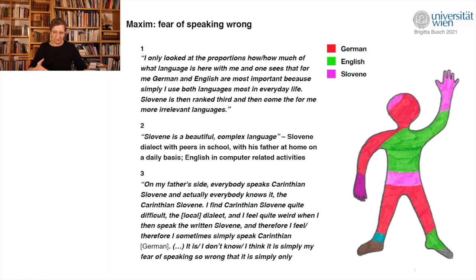In a counter move, Maxim presents himself as a confident user of English, a language which he claims is important for him in all spheres of life, but mainly when it comes to computers. In his language portrait, consequently, Slovene only occupies a smaller surface than German and English, but it also appeared as somehow fragmented between head, hand, and stomach.